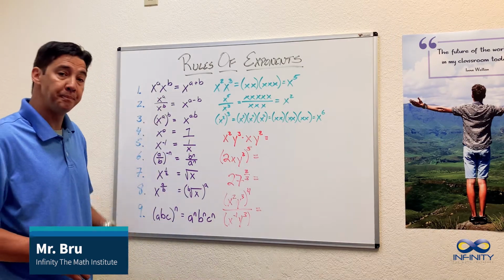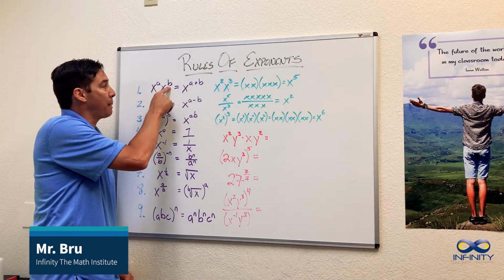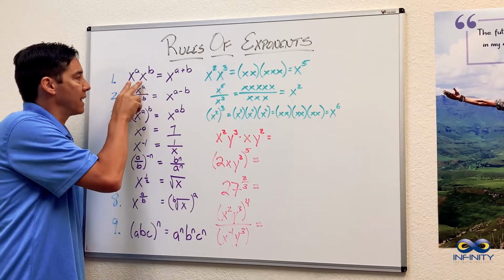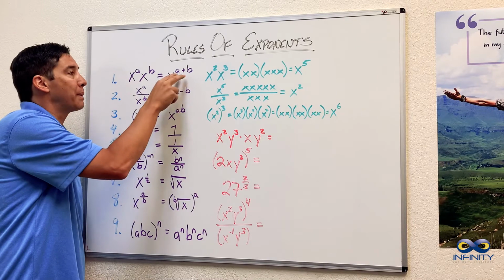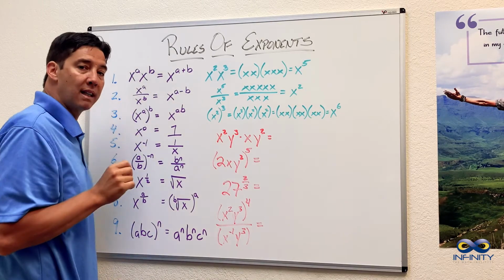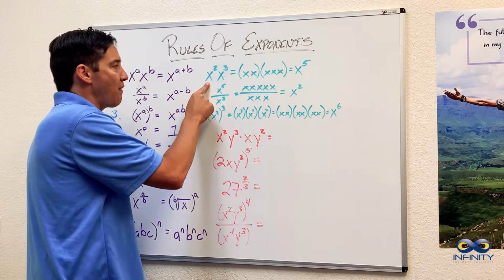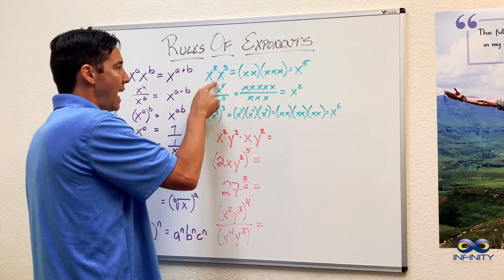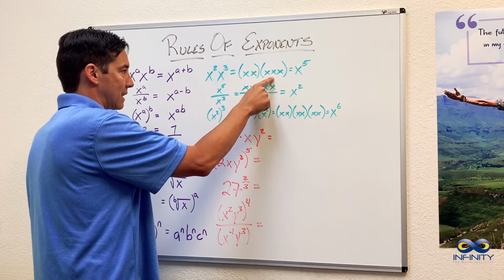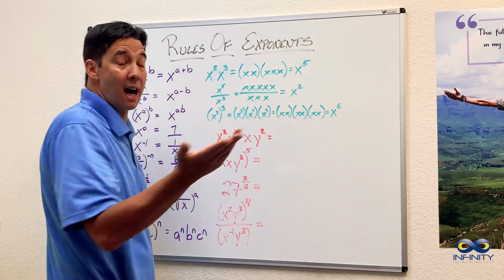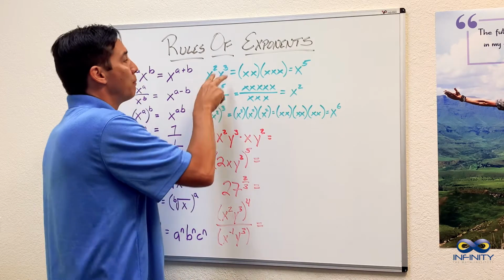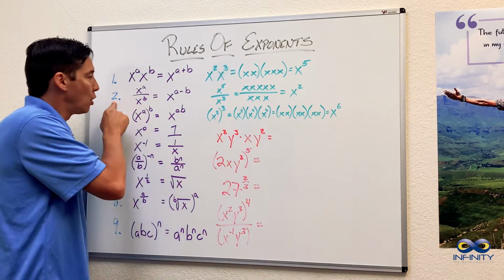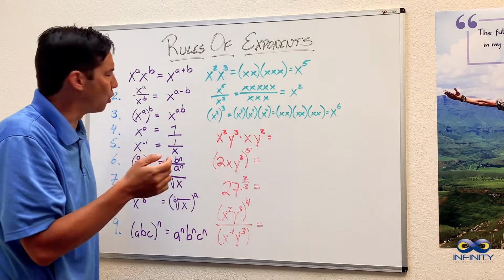Rule number 1, x to the a times x to the b is x to the a plus b. Meaning, when multiplying like bases, you can simply add the exponents. A real life understanding would be if you have x squared times x cubed, x squared is x times x, cubed is x times x times x. When you multiply all of these, obviously you get x to the 5th, which proves that you simply add those two exponents.